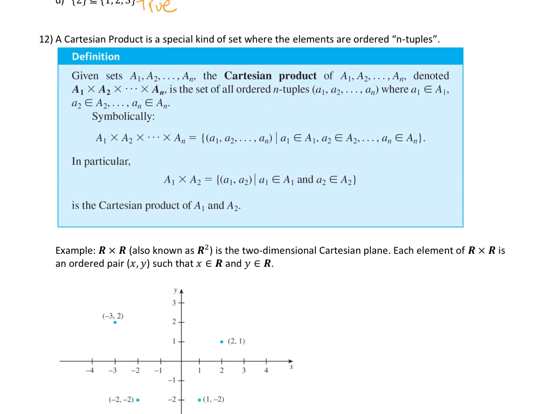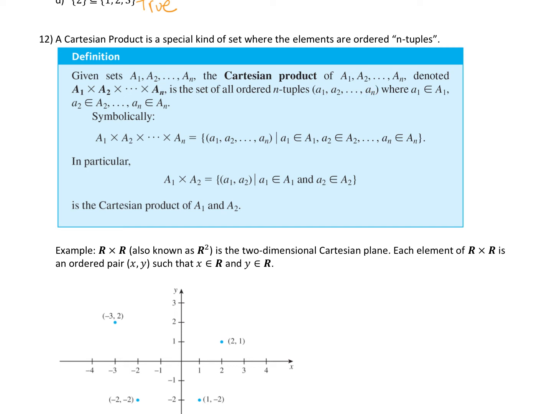Okay, a Cartesian product. This is a special kind of set where the elements are ordered n-tuples. You probably have heard the word ordered pair, when that's like a 2-tuple, right? So if you're given sets A1, A2 to AN, the Cartesian product of them is denoted with this multiplication symbol, the cross. A1 cross A2 cross and so on, cross AN. That's the set of all ordered n-tuples, where you would take elements from each of the sets and they make elements of the ordered n-tuple.